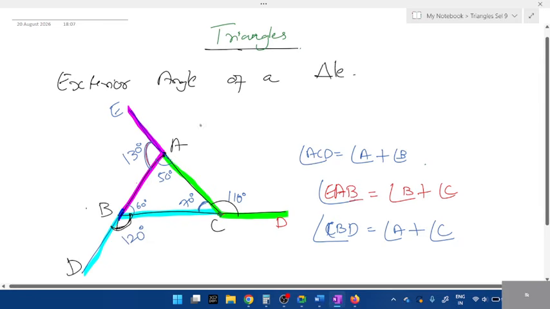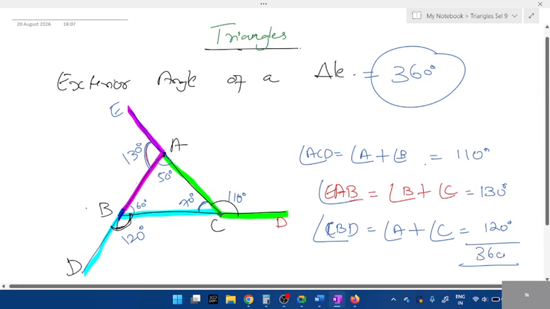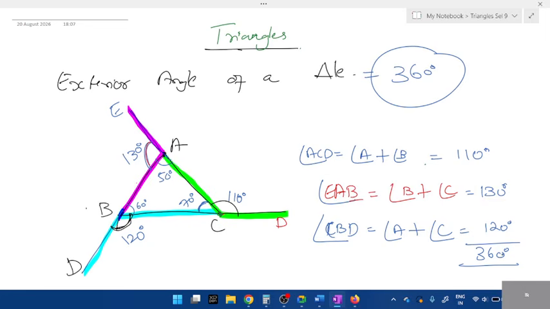So from here we got to know that the exterior angles of a triangle, when you add all three, what is the ACD value we got? ACD is how much? 110. What is EAB? 130. And what is CBD? 120. If you add all three, what is the sum of the exterior angles of a triangle? It should be equal to 360. The sum of the exterior angles of a triangle is equal to 360. So that's it. This is all about triangles.